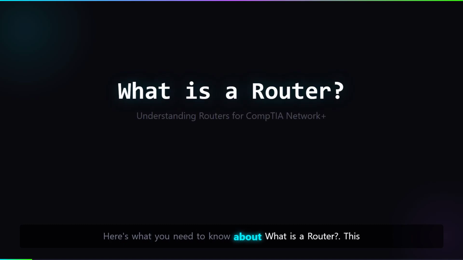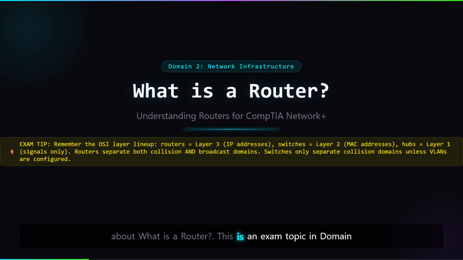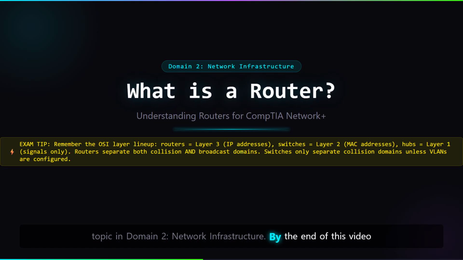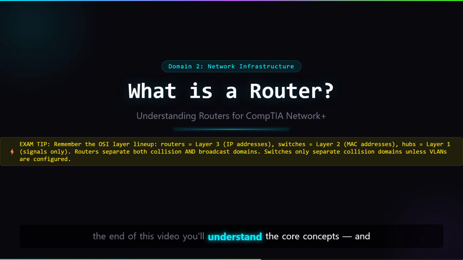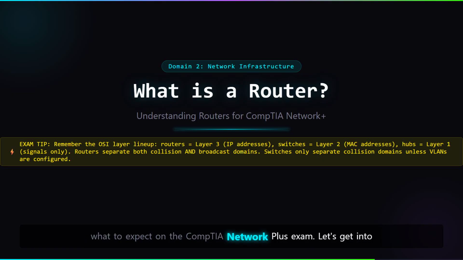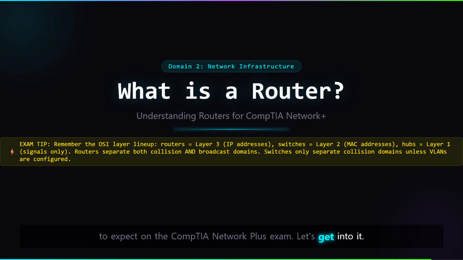Here's what you need to know about what is a router. This is an exam topic in Domain 2, Network Infrastructure. By the end of this video, you'll understand the core concepts and exactly what to expect on the CompTIA Network Plus exam. Let's get into it.